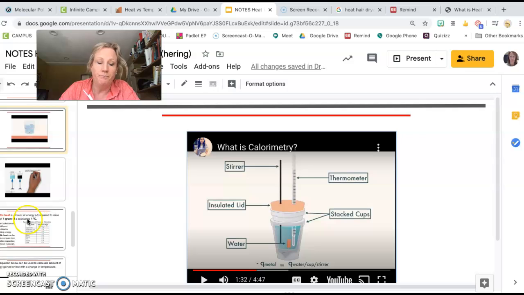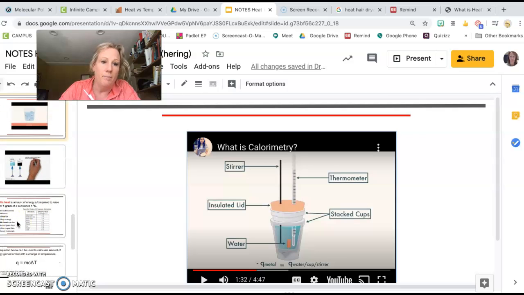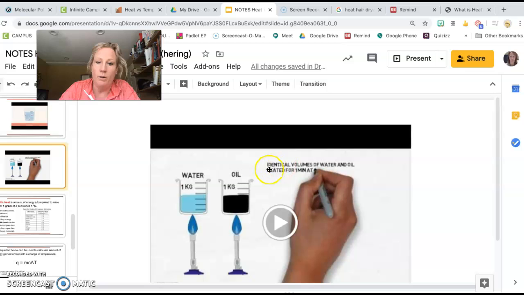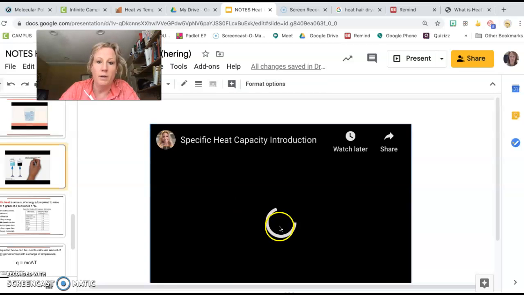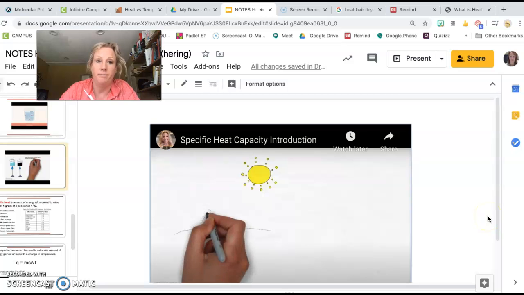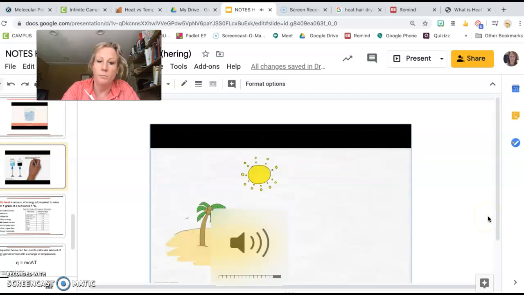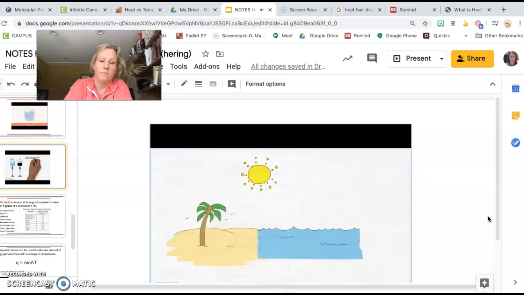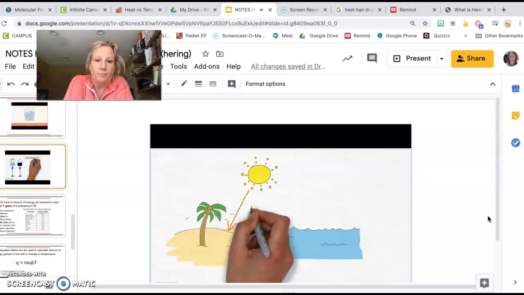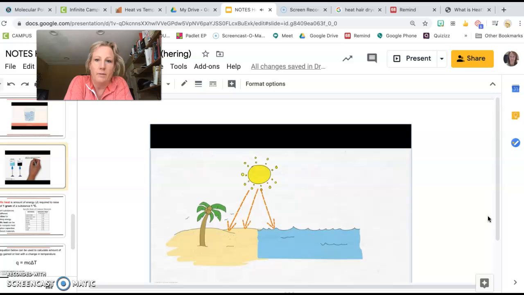So now I'm going to show you a quick video about specific heat, also known as heat capacity. Okay, Year 11, today we are going to learn about what specific heat capacity is, and hopefully by the end of this video you'll have a better understanding of what that phrase means.